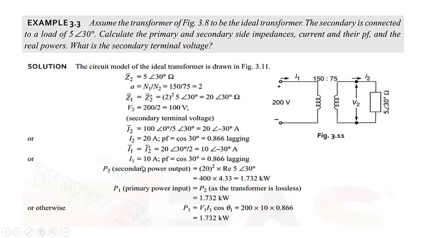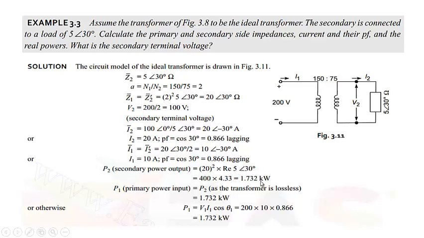200 into I1, which is 10, that is 2000, and cos of 30 will be root 3 by 2. It comes out to be 1732 watts, that is 1.732 kilowatts. You can also calculate it this way, because it will be equal to I squared into R, where R is the real part of this impedance, that is 20 squared into the real part of 5 cos 30, that is 5 into root 3 by 2.